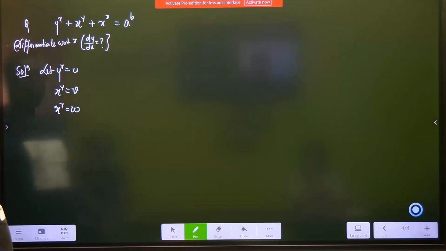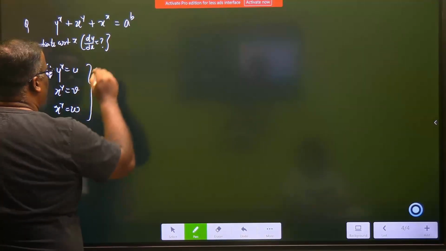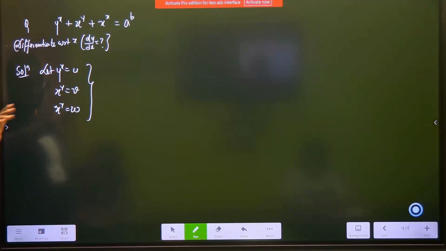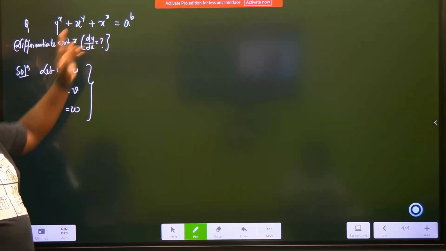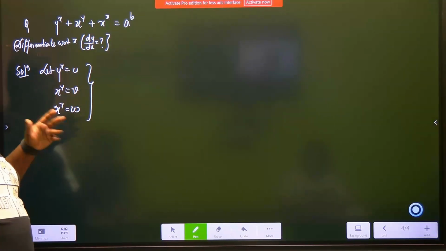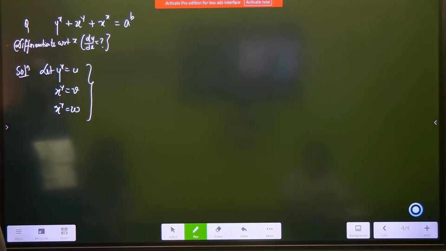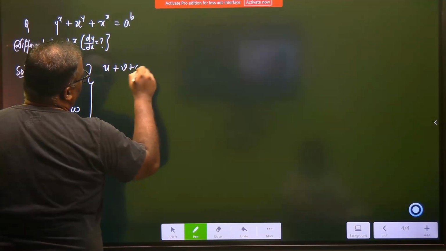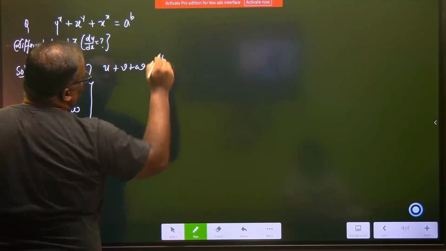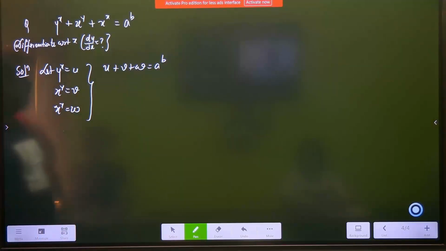Okay. If you do these assumptions, then your problem, please understand, y is a function of x. There is x here, there is x here. These are also basically x-related functions only. Our problem becomes u plus v plus w is equal to a to the power b. Agreed?